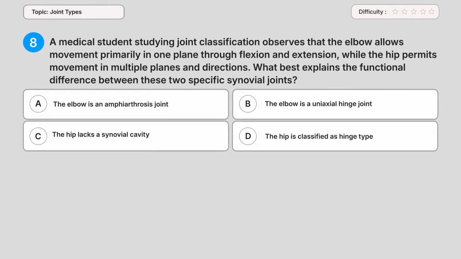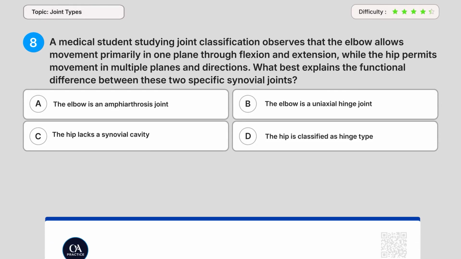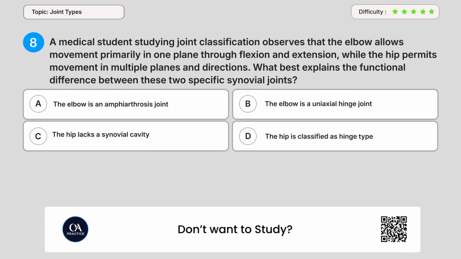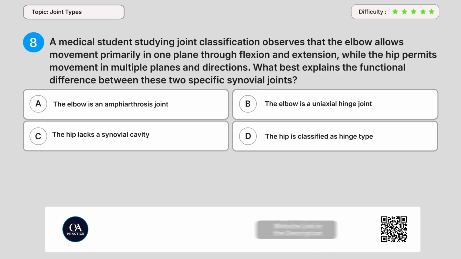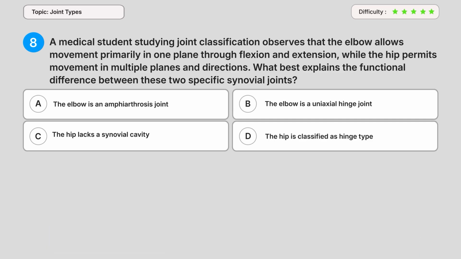8. A medical student studying joint classification observes that the elbow allows movement primarily in one plane through flexion and extension, while the hip permits movement in multiple planes and directions. What best explains the functional difference between these two specific synovial joints?